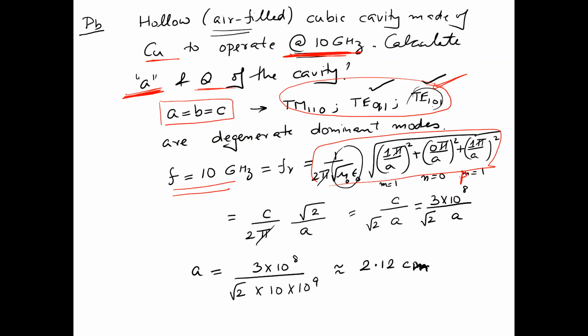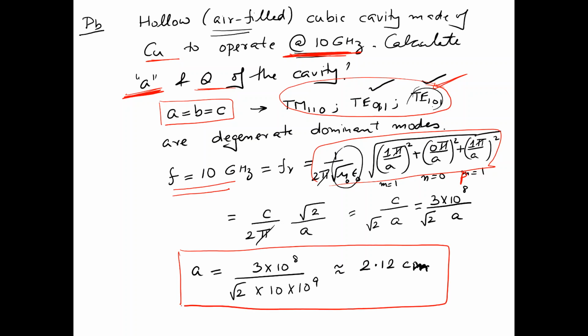So if we substitute those terms and do the mathematical calculation, we find that a is equal to roughly 2.12 centimeters. So about half the size of a thumb, just to put things in perspective. So a cube which is about half the size of a thumb would be this dimension. This cavity would be of that size. Let's calculate the Q for this cavity.